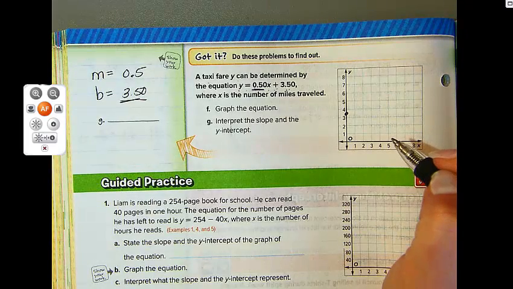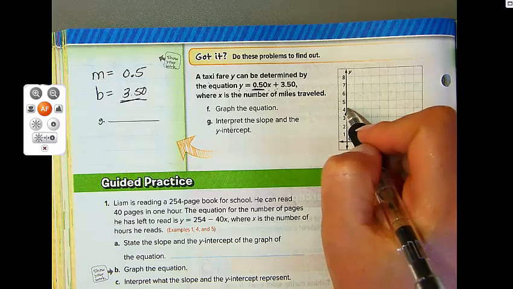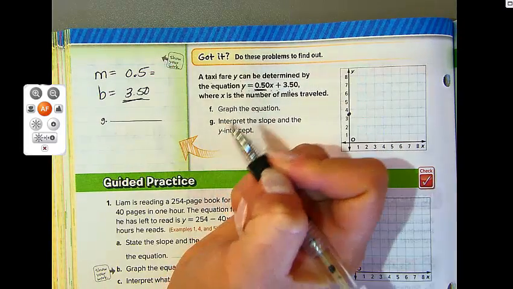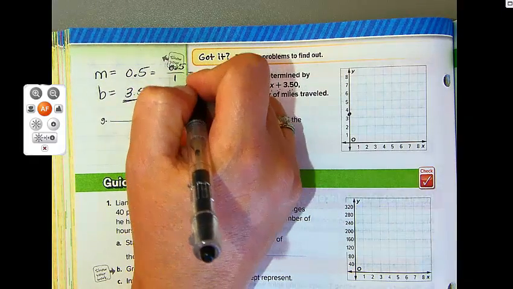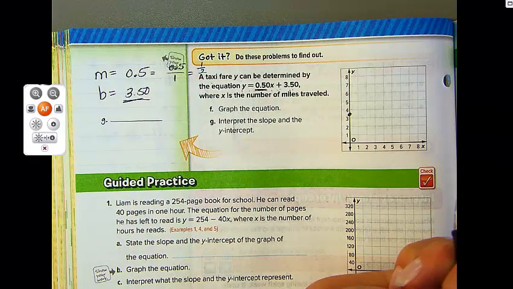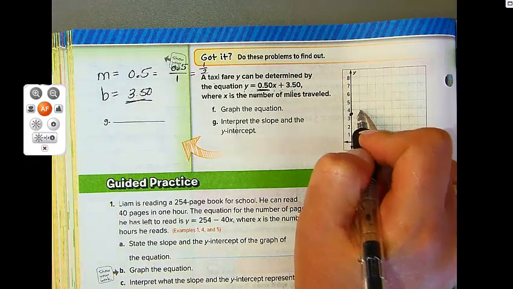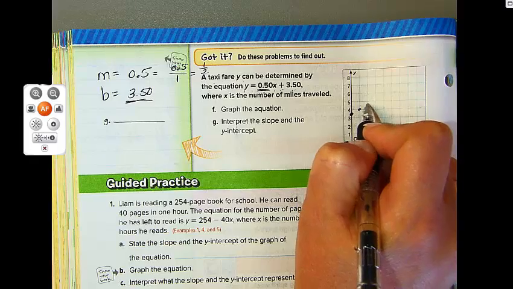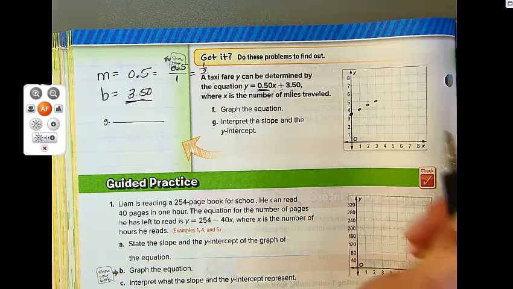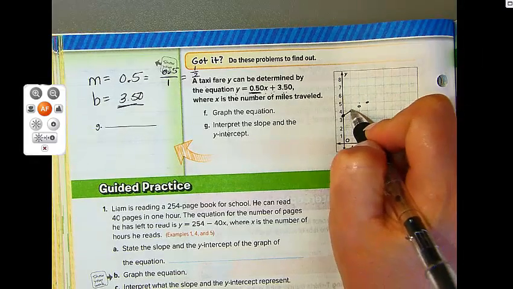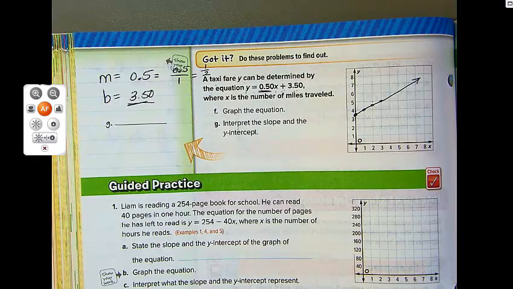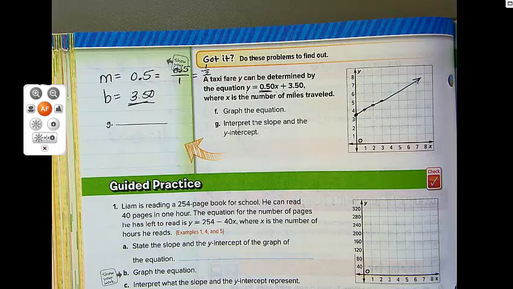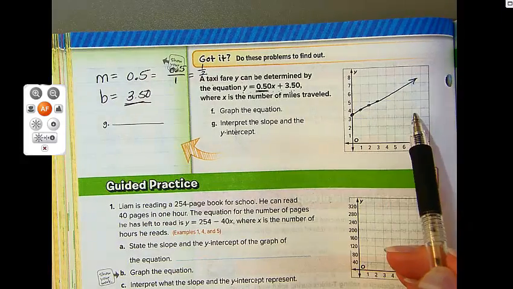From there, my slope is up a half over 1, because if I turn 0.5 into a fraction, it's 0.5 over 1, or hopefully you know that 0.5 is the same as 1/2. Either way is okay. So I go up a half over 1, up a half over 1, up a half over 1. And if I continued on, I would have a line that roughly looked like that. That's going to be a pretty rough one because I didn't use a ruler to draw it. You should use a ruler to draw it. But that is what your line will look like.